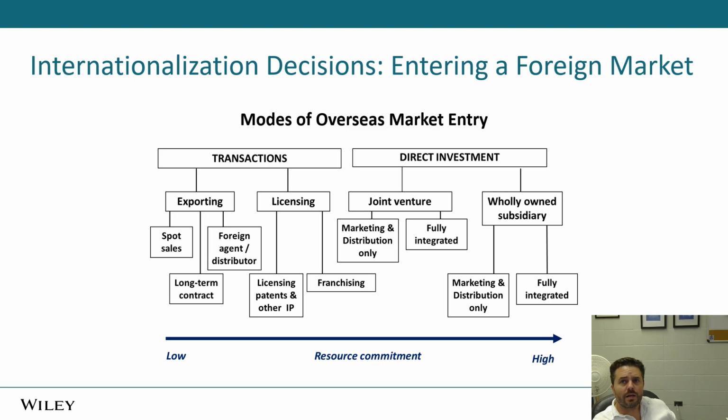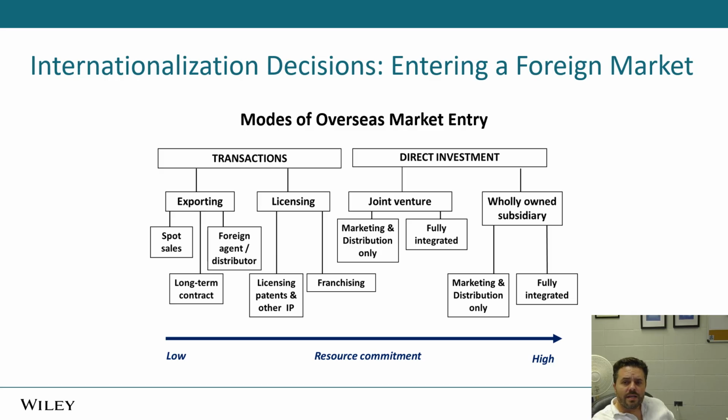ARM, the chip design company, that architecture, every time Apple makes an M1 silicon chip, as you saw in the Apple case, they pay a licensing fee to ARM. So pretty low resource commitment. You have a patent and you let someone use it, they pay you royalties. Great revenue generator with little commitment.